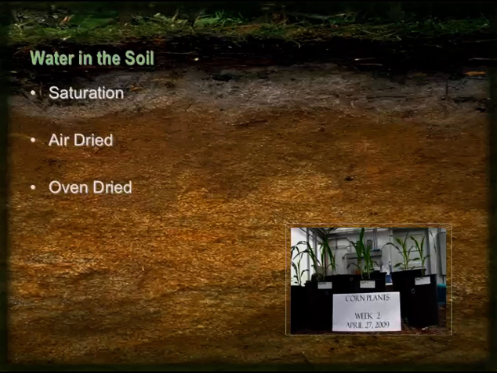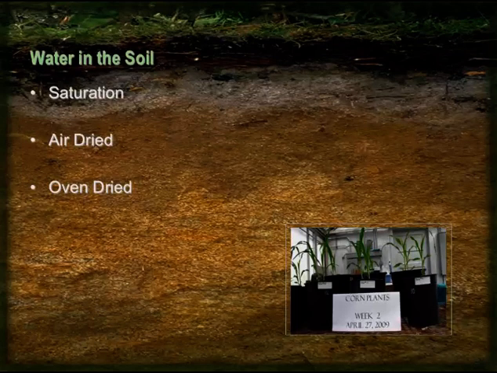Air dried is exactly what it states. If you take a soil and allow it to sit out in the air, over time it's going to dry, and that's air dried. And the last one is oven dried. We talked about this a little bit when we were doing our moisture calculation. The typical temperature and time for a soil to reach oven dried is 105 degrees Celsius for at least 8 hours. Sometimes people take it out to 12 or 24 hours, but usually it can be done in 8 hours.